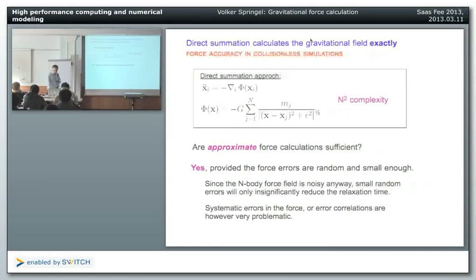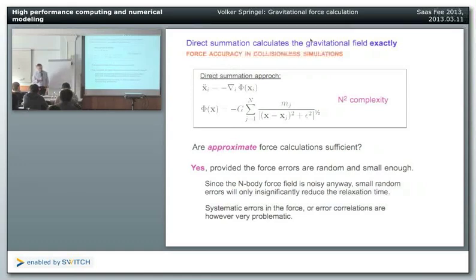Fortunately for galaxy formation, we are in a situation where the answer is a sound yes. It is fine. We don't have to get such exact gravitational forces, provided the force errors that we invariably have are random, and small enough. The randomness matters because the n-body force field is noisy anyway, so small random errors in the forces are actually irrelevant.